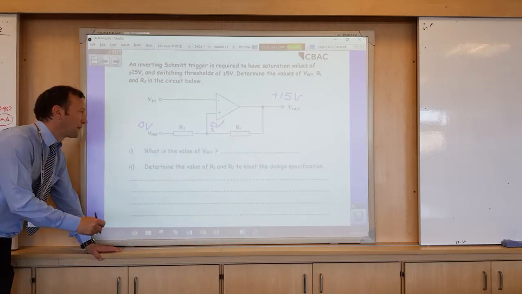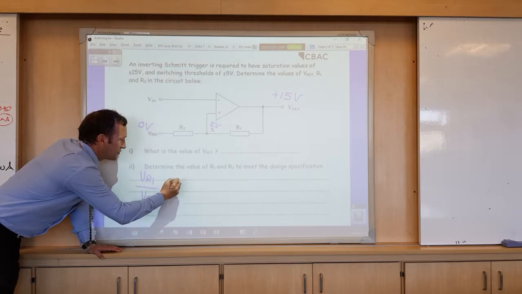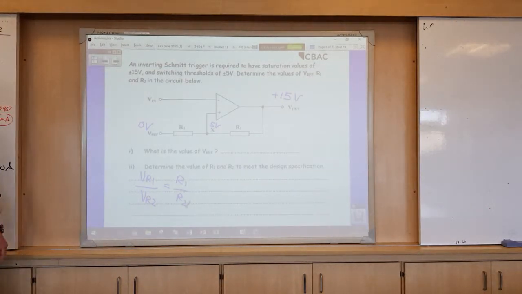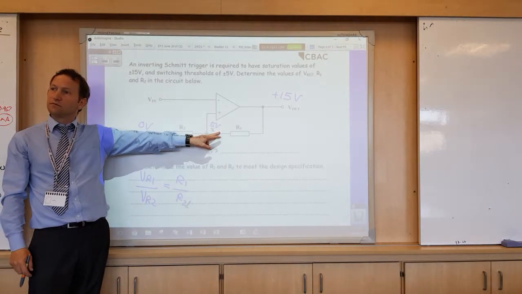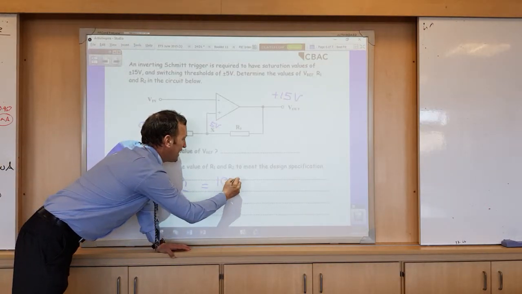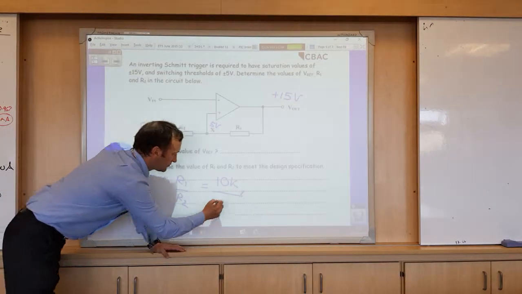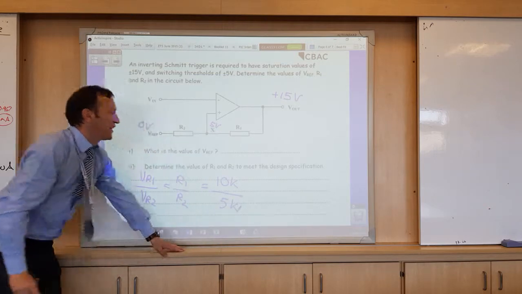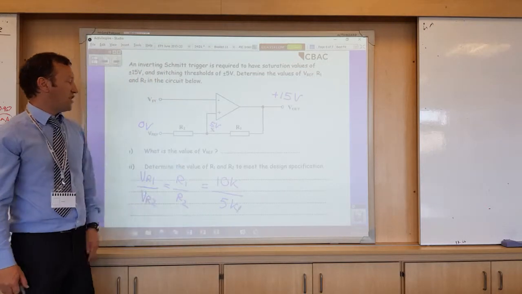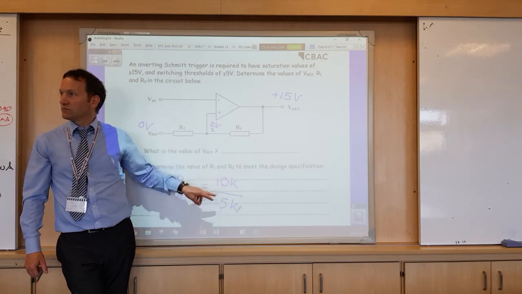So again, the voltage over R1 divided by the voltage over R2 equals R1 over R2. Same thing again. So what have we got over this one? 10. So we've got 10 over 5, which equals 10k over 5k. So therefore R1 could be 2k and R2 could be 1k. As long as they're double, it doesn't matter. Right, yeah. Okay?